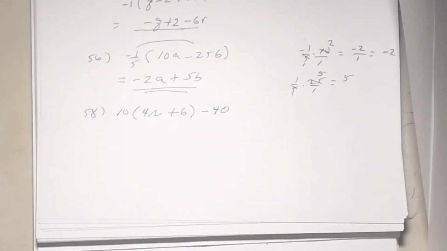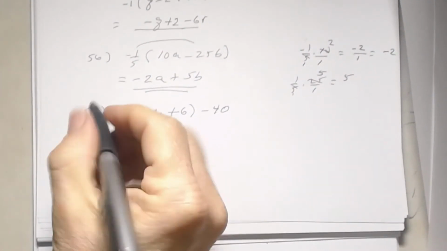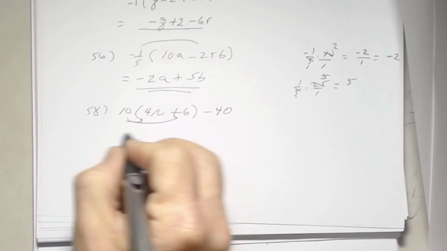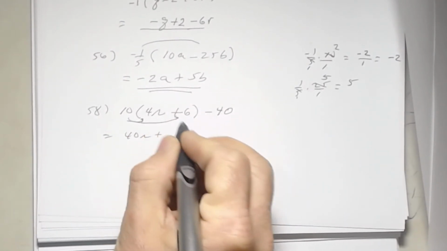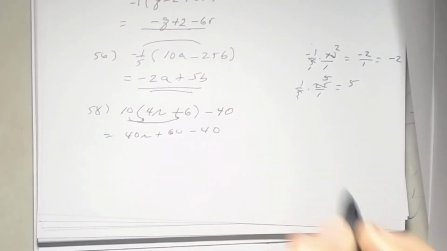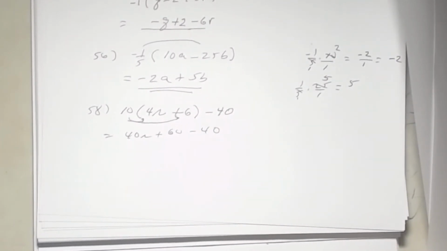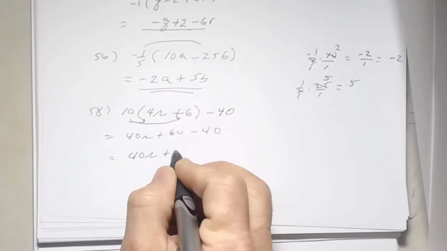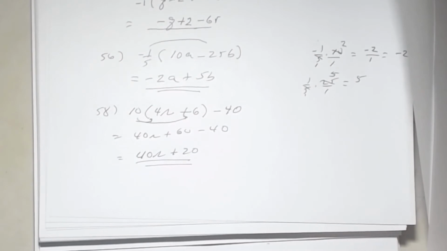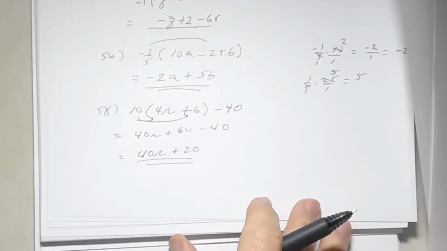Okay, so the only thing you're multiplying 10 by is whatever is inside the parentheses. That subtract 40 is not inside the parentheses. So you're going to say, and if you have to use those arrows, use those arrows, 10 times 4s is 40s, and then plus 10 times 6 is 60, and then minus 40. And now you know you can combine those real numbers. 60 minus 40 is 20, so the answer is 40s plus 20.